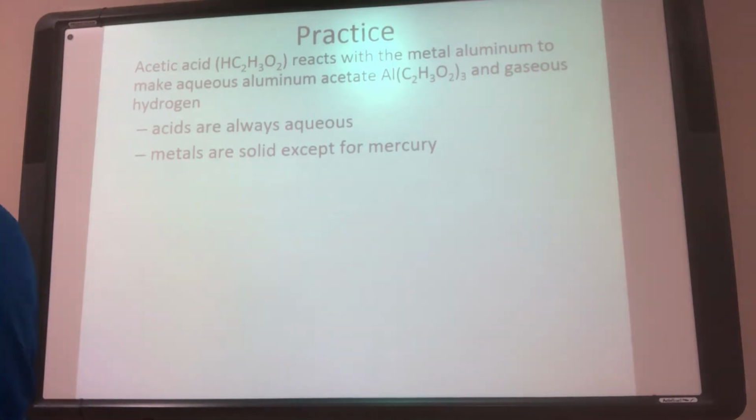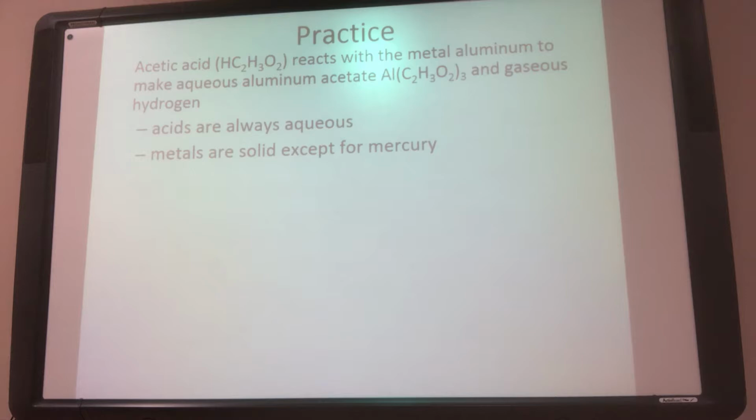All right, so let's look at this one. Acetic acid, and I give you the formula, HC2H3O2, because we haven't got to naming acids yet. If we got to naming acids, you would have to know how to write that. So acetic acid reacts with the metal aluminum to make aqueous aluminum acetate, and that was nice, I gave you that formula, but technically you should know how to write aluminum acetate, and gaseous hydrogen. And I give you some hints. Acids are always aqueous and metals are solid except for mercury.